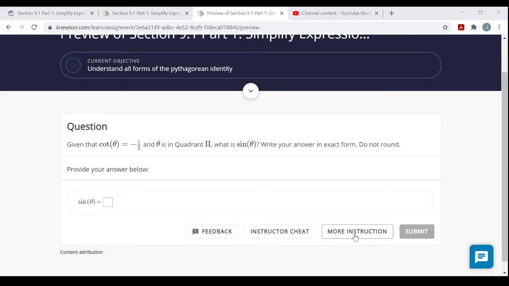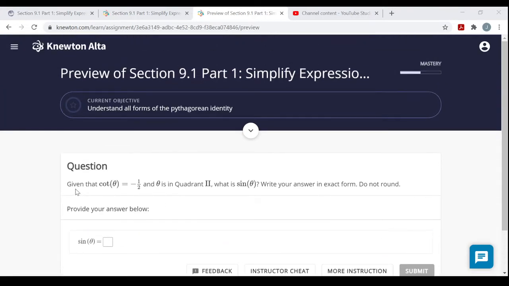Hopefully that helps. All right, so it says, given that the cotangent of some angle theta is equal to -1/2, and theta is in quadrant 2. That means when you draw angle theta in standard position, it would end in quadrant 2. What would be the sine of theta? And it says write your answer in exact form, do not round. So don't punch it in your calculator, just write out what you get by hand, with no calculator work.